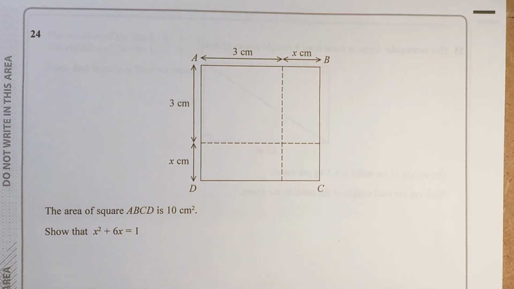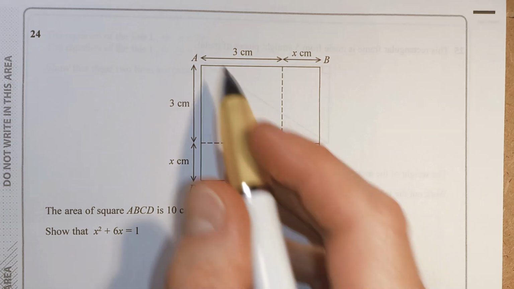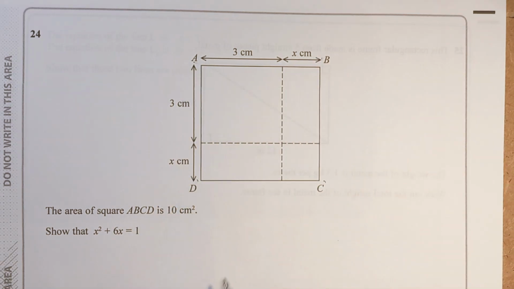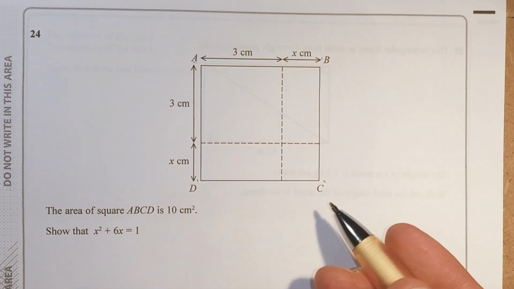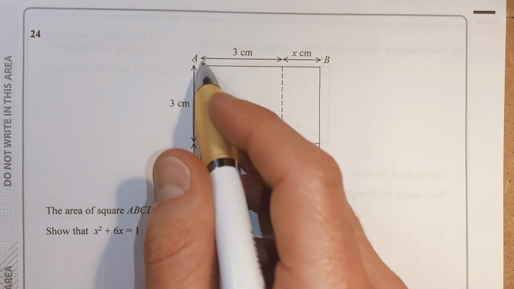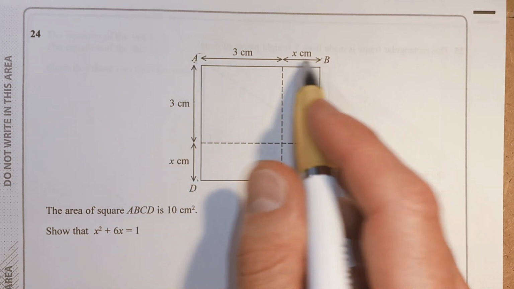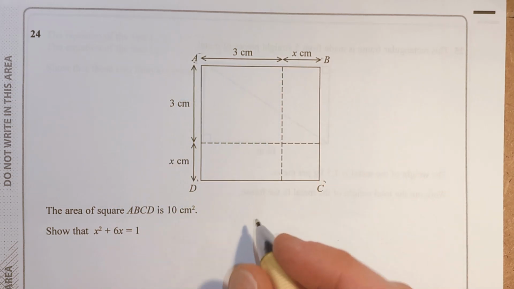Question 24. The area of square ABCD, the square here, is 10 centimetres squared. Show that x squared plus 6x equals 1. So with these, it's not always clear where to start. I'm just going to think, how would I write the area of this shape? Well, the area of a square is going to be the length times the width. The length is going to be 3 plus x.